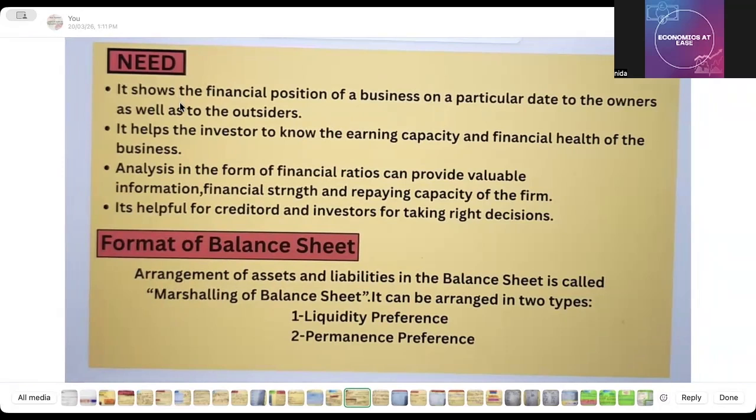So why is it needed? It shows the financial position of the business on a particular day to the owners as well as to the outsiders. It means the people who are involved in your business, the owner, the creditors, the debtors, every person who invests, they should know the financial position of the business. It helps the investor to know the earning capacity and financial health of the business. Analysis in the form of financial ratios can provide valuable information, financial strength, and repaying capacity of the firm. So these are the informations you can get out of the business if the balance sheet is prepared.